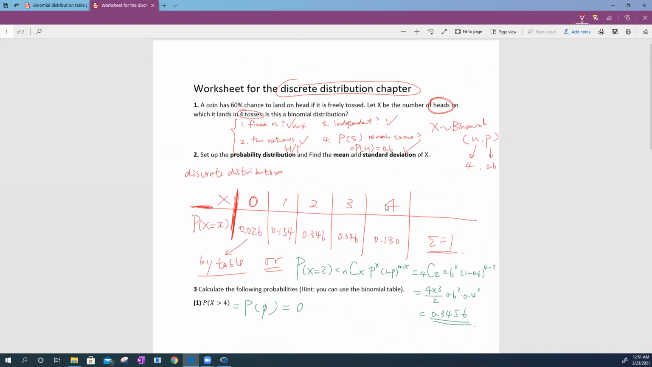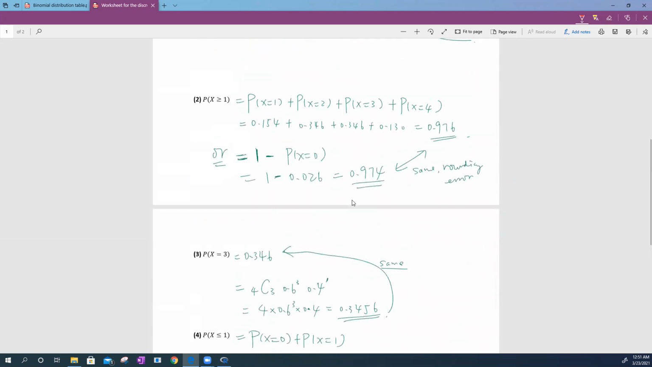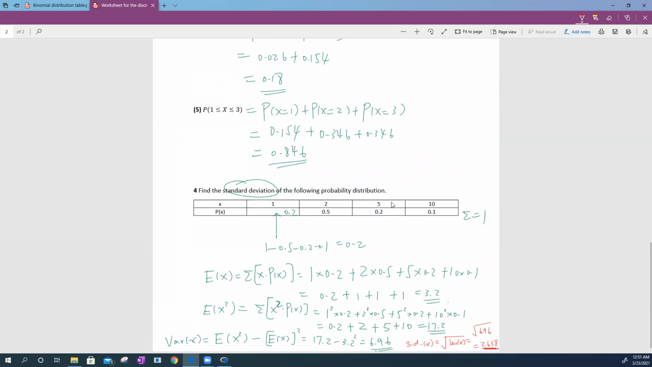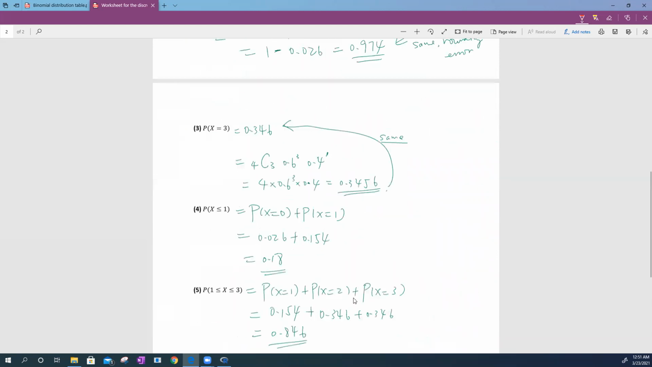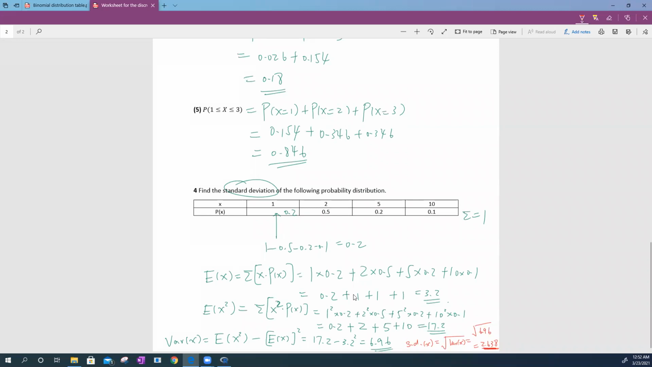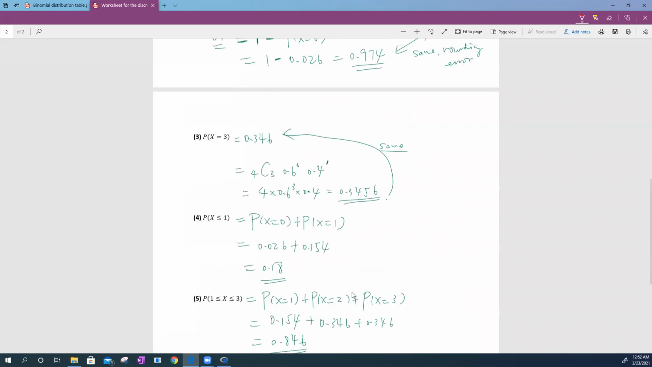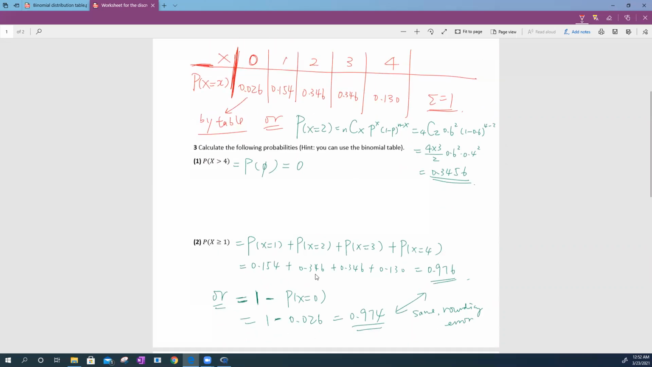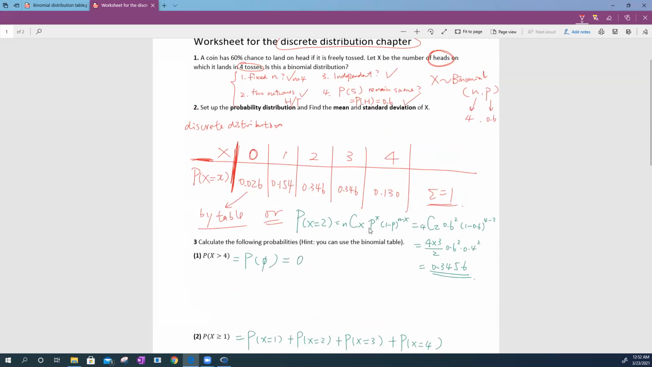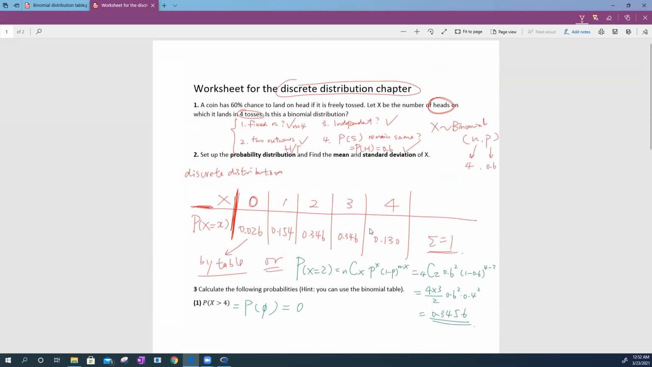So for this chapter, the big question will be something like this. We have one type of question similar to question number 4, that is more for the pure discrete case. And then we also have a type of question that is related with the binomial setup. And then we want to figure out the corresponding probabilities.